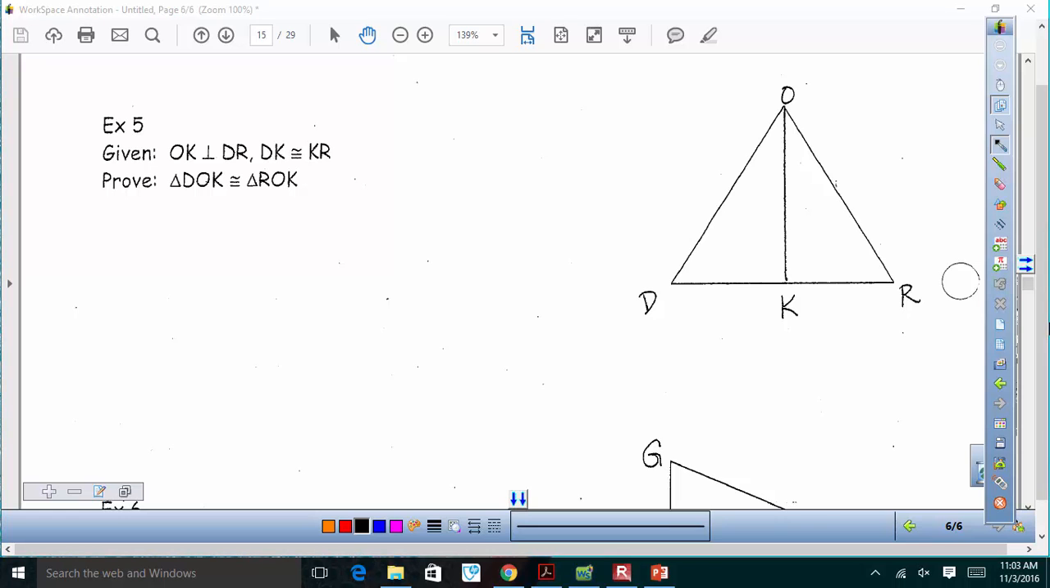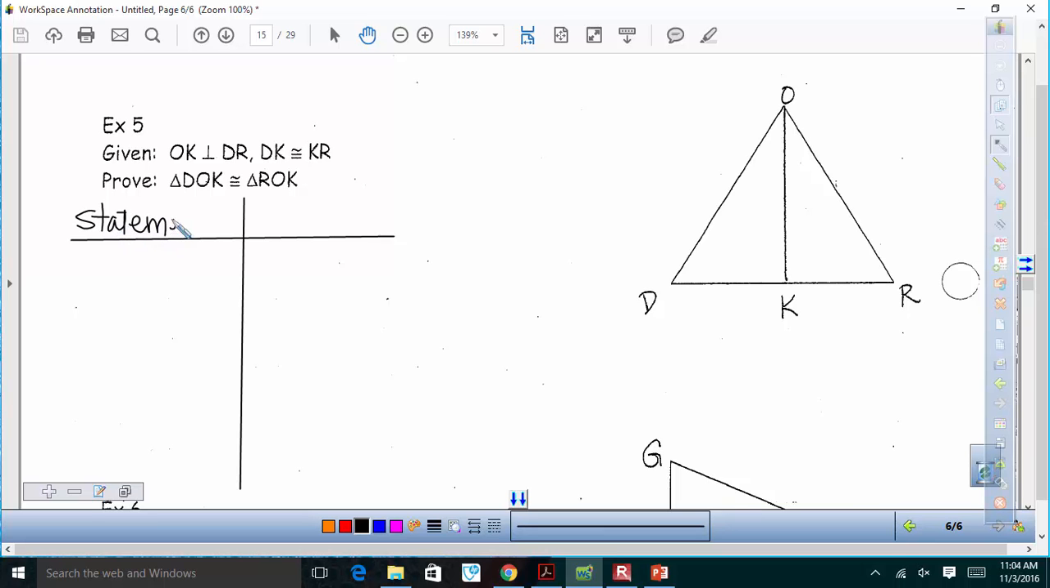So number 5 on the back is what we're going to look at next. So go ahead and draw your T-chart. Write statement and reason. In the first step, we're going to write our given. So OK is perpendicular to DR, and DK is congruent to KR. And the reason for that is because it's given.